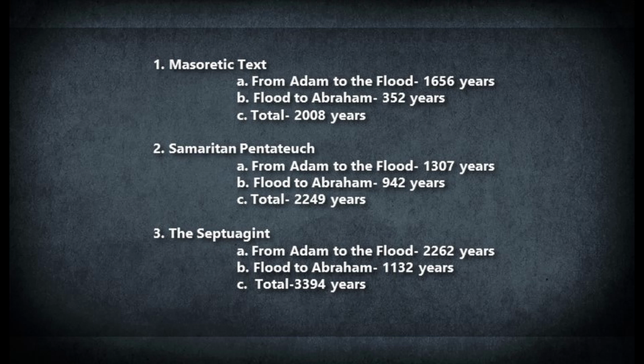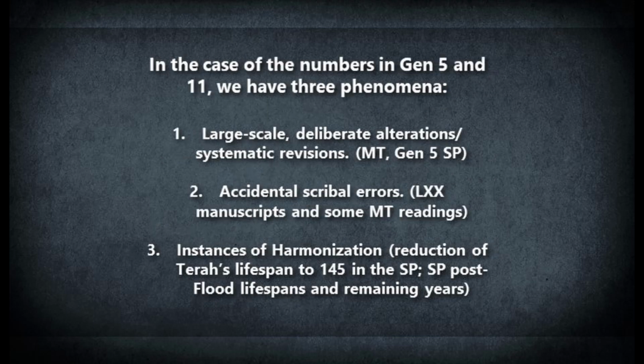So we have three main phenomena that have taken place with the numbers proper. First, we've got clearly large-scale deliberate alterations of the text. That's clear. They're not just scribal errors, although point two, there are scribal errors in some of them, particularly in the Septuagint manuscripts, because of the number of manuscripts that were produced, particularly by the church. And there's a couple of readings in the MT that I believe are also minor variants, such as Eber's remaining years. And then there's also instances of deliberate harmonization, particularly in the Samaritan Pentateuch.